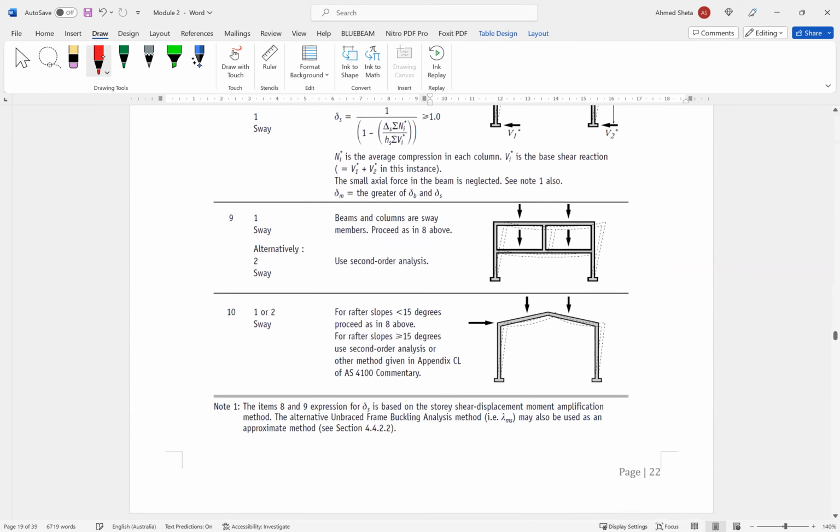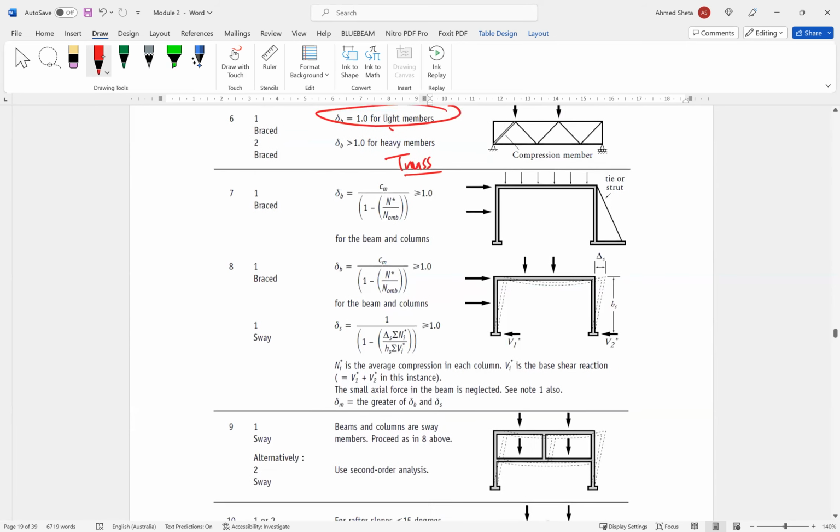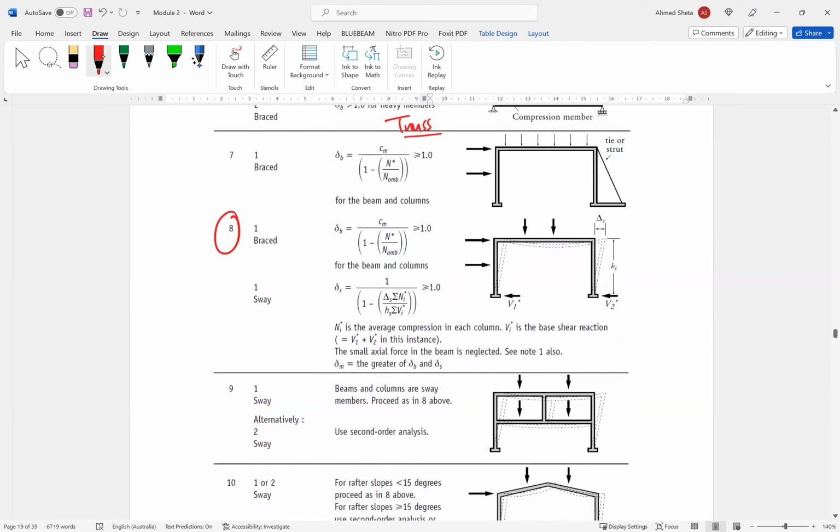And so on. So you have several examples here. For example, let's see here, number 8. We have sway member and braced member. So for braced, you have to calculate delta B for the braced member. You have to calculate delta S for sway member. Okay, where this is HS and this is delta S. So you can calculate delta S and delta B.